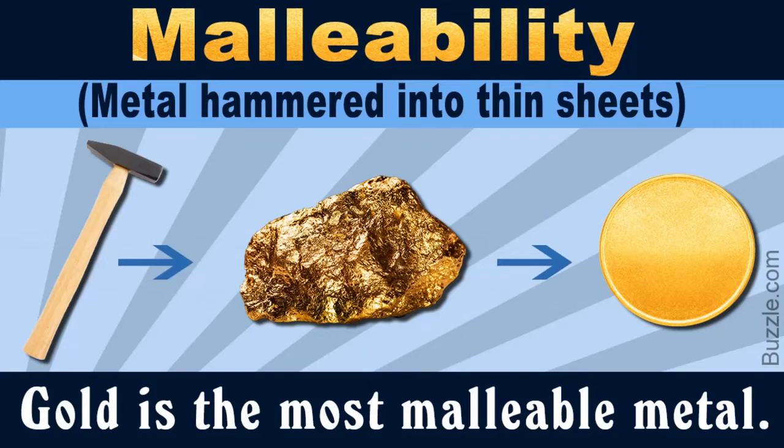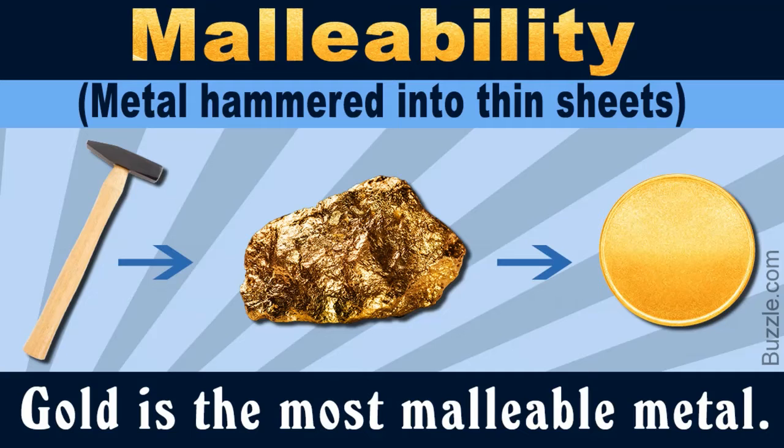Now let's talk about the properties of the metals. The very first and interesting property is called malleability. It means if you can hammer any substance into a thin sheet, that property is called malleability.